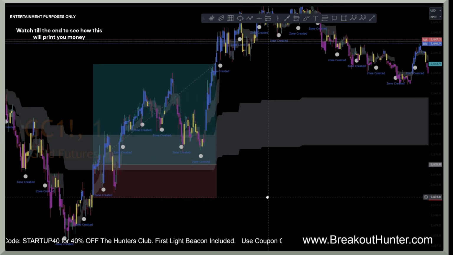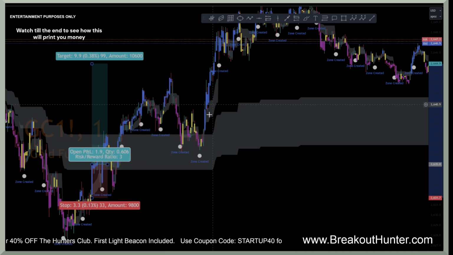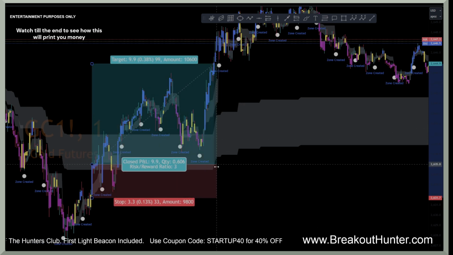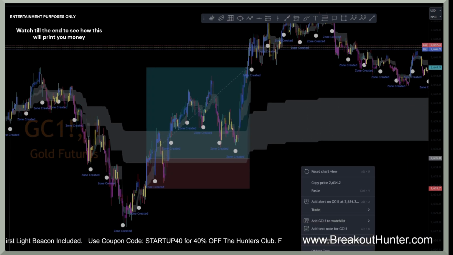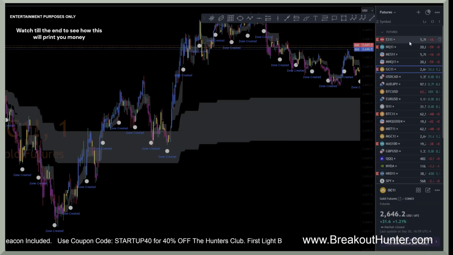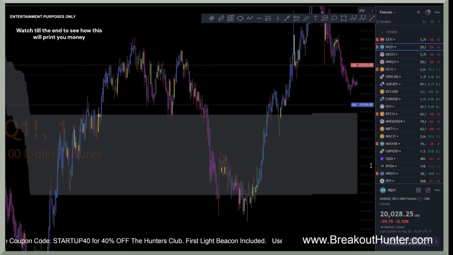It's a 3 to 1. And then you can also get into these bounces off the top of the zone, and there's your 3 entries right there, and be done for the day pretty much. Now this is gold. Let's go over to NASDAQ and look at what's going on in NASDAQ, and I'll show you the exact same thing for NASDAQ.